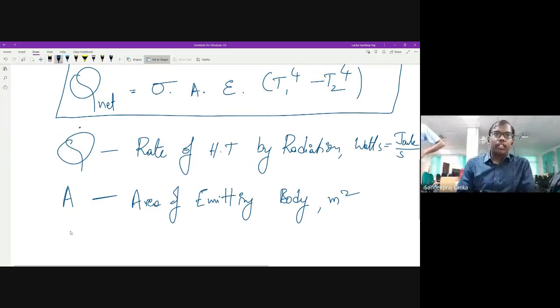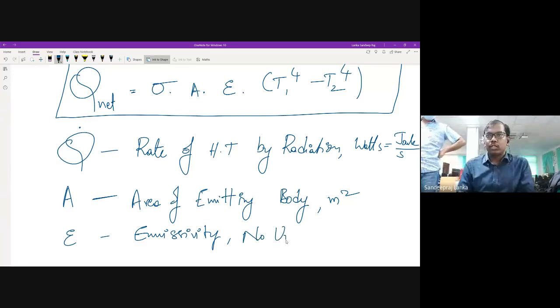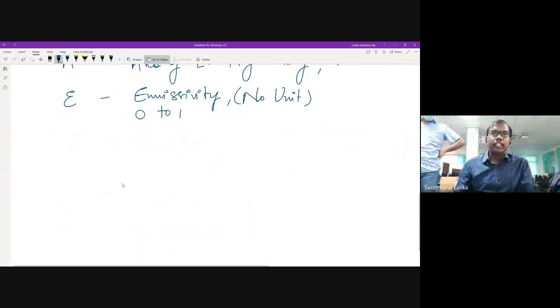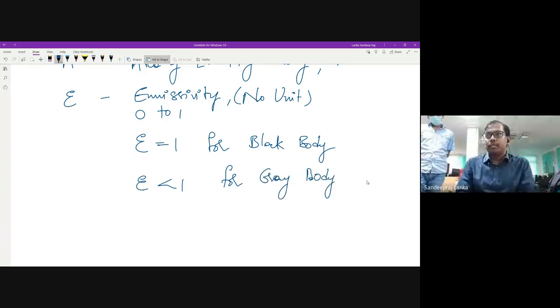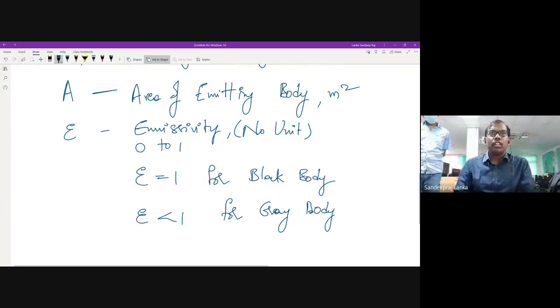Then what you have is epsilon, which is emissivity. The unit for emissivity is no unit. There is no unit for emissivity. It's a constant value and it varies between 0 and 1. This epsilon value is equal to 1 for a black body, and this epsilon value is less than 1 for a gray body. So this is your epsilon.